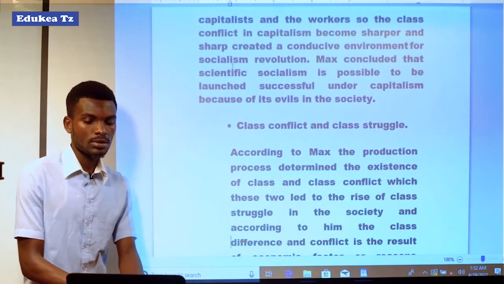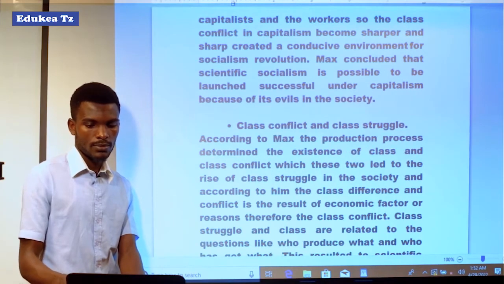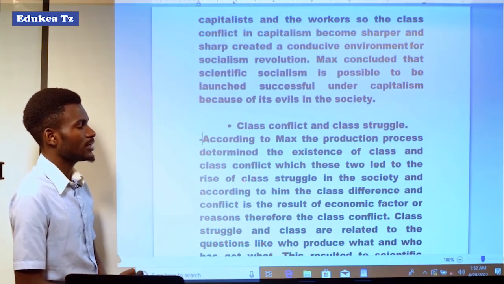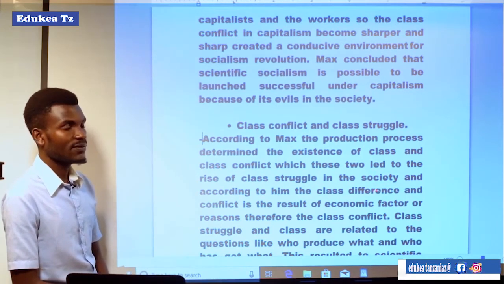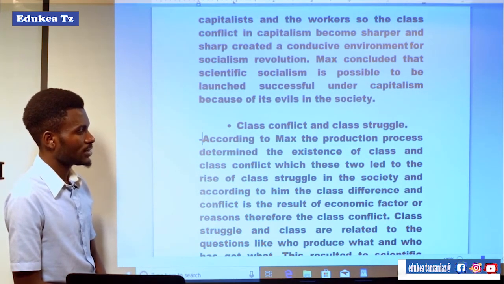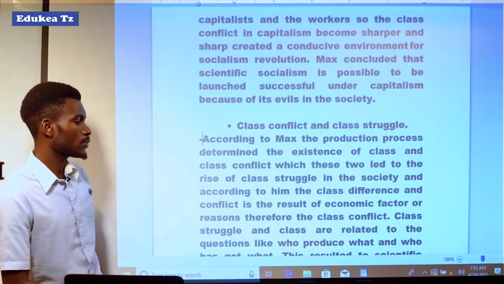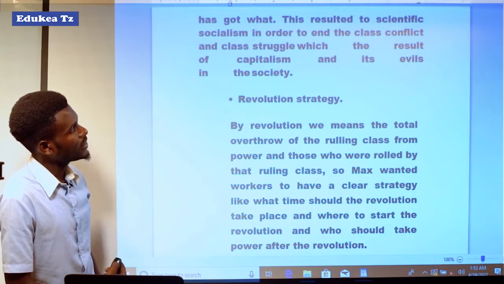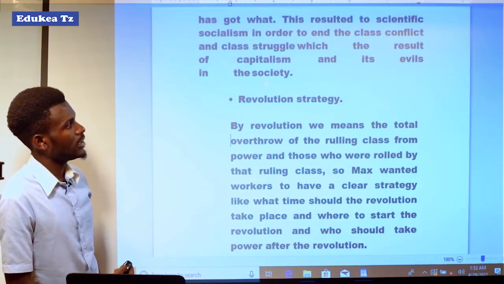Let us look at class struggle. According to Marx, the production process determined the existence of class and class conflict, which two led to the rise of class struggle in the society. And according to him, the class difference and the conflict are the result of economic factors. Class struggle and class are related to the questions of who produces what and who gets what. This resulted in scientific socialism, in order to end the class conflict and class struggle, which are the result of capitalism and its evils in the society.